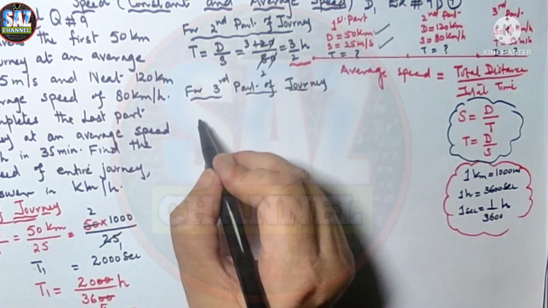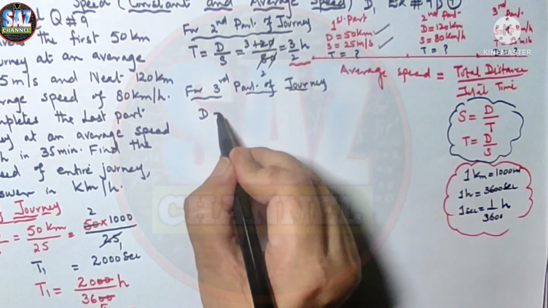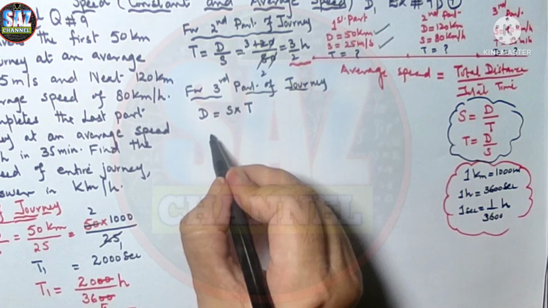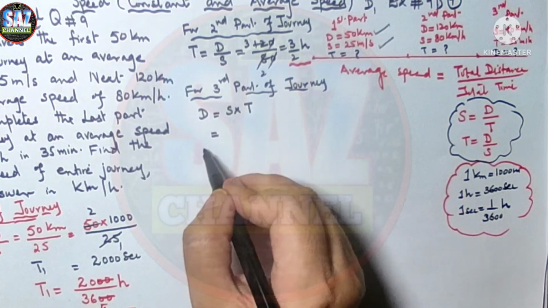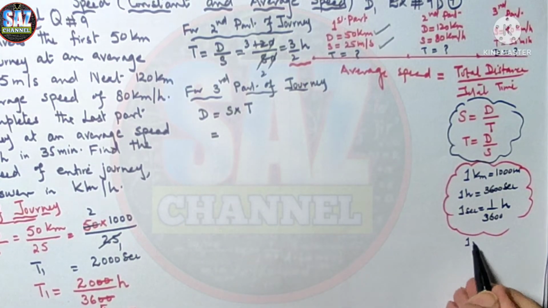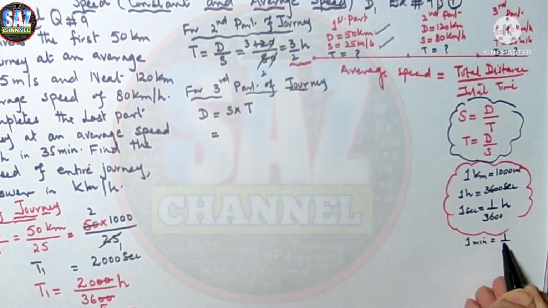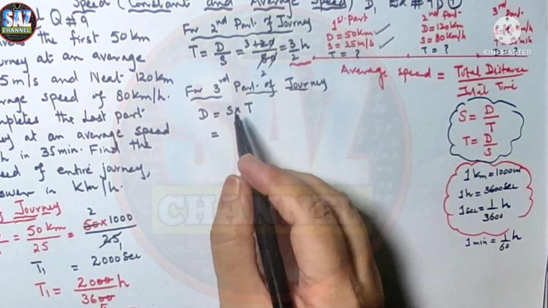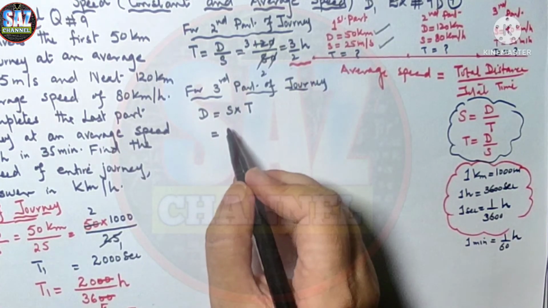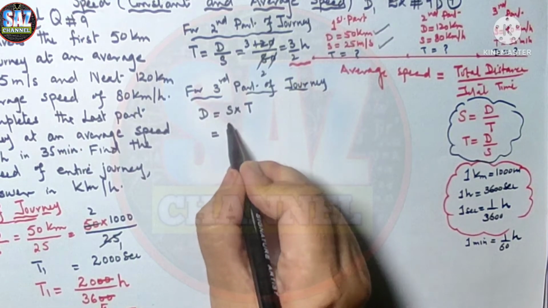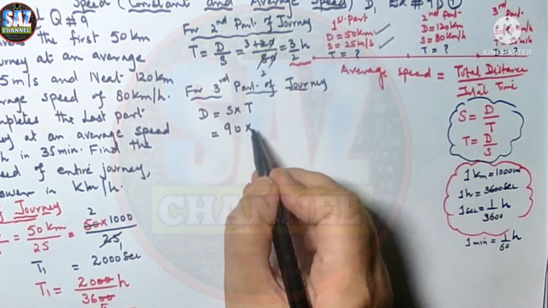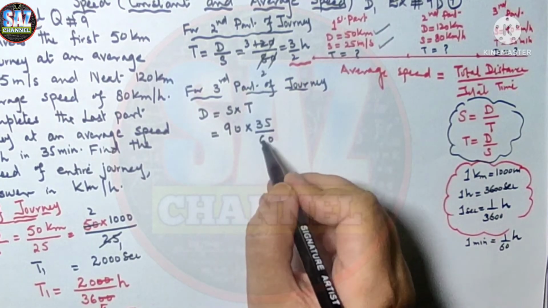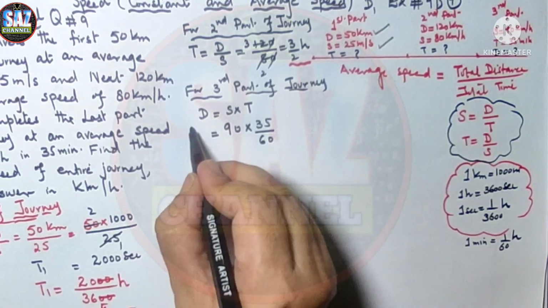So distance equals speed multiplied by time. But time is in minutes, and we need to convert it: 1 minute equals 1 over 60 hours. So we have to multiply 90, which is the speed, by the time, 35 by 60. This will give me the distance.